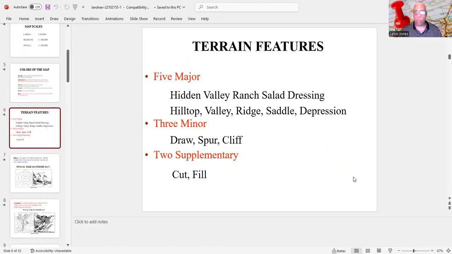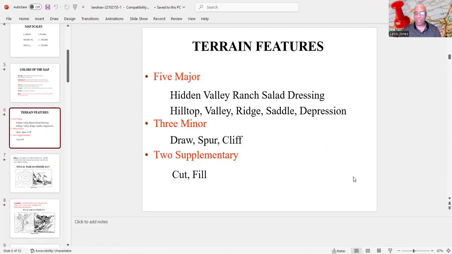Now, when we talk about the terrain features, there are 5 major features on a map. And we're talking about terrain. You have your Hidden Valley Ranch salad dressing: hilltop, valley, ridge, saddle, and depression. That's what we have. Then we have 3 minor, your draw, your spur, your cliff. And then we have 2 supplementary, cut and fill.